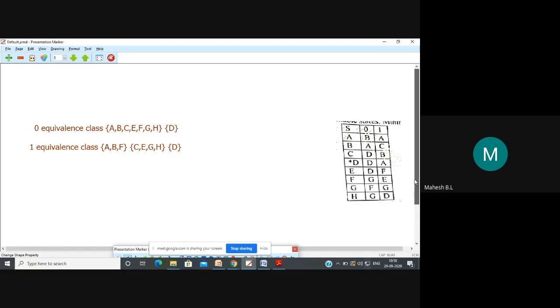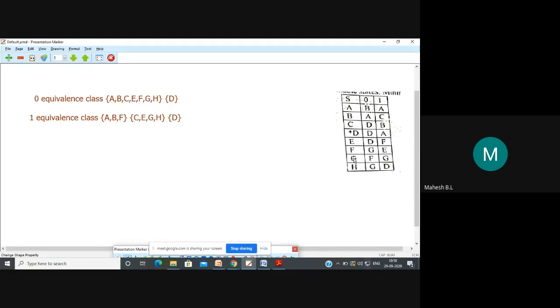G is also in the same class, since F, G are in the same class. Then C, E, H are in another class. Let's check C: D, B. D is in one class and B is in another. Then E: D, F. D is in one class and F is in another. Then H: G, D. G is in one class and D is in another. Okay, so let's partition like this for the time being.